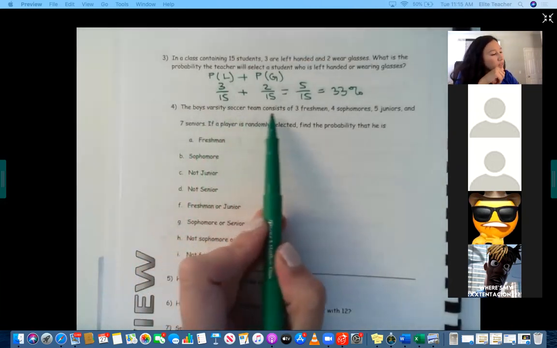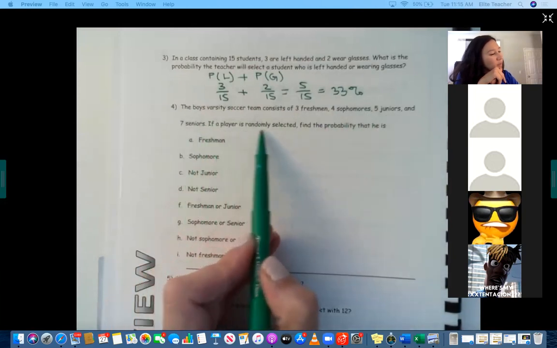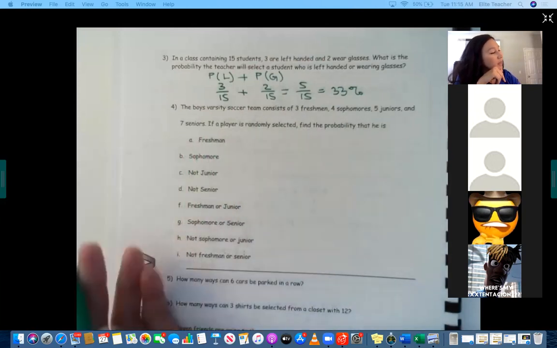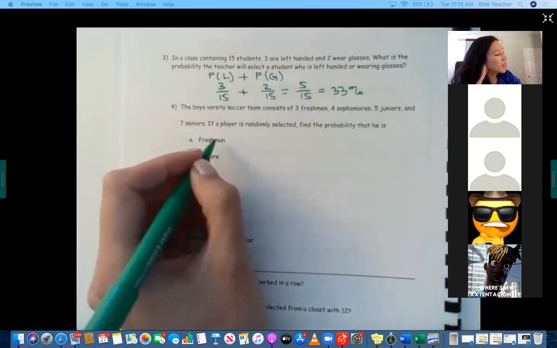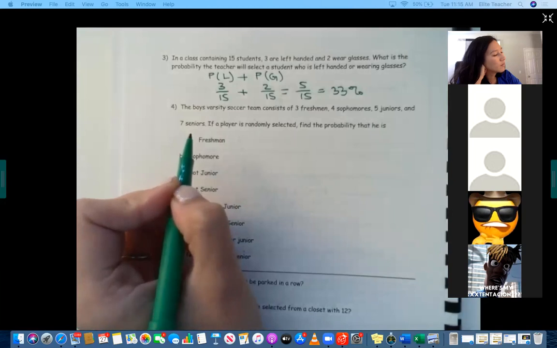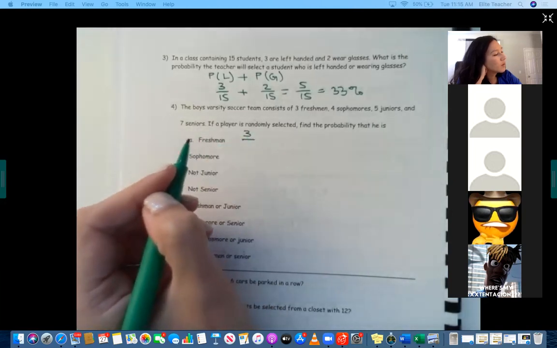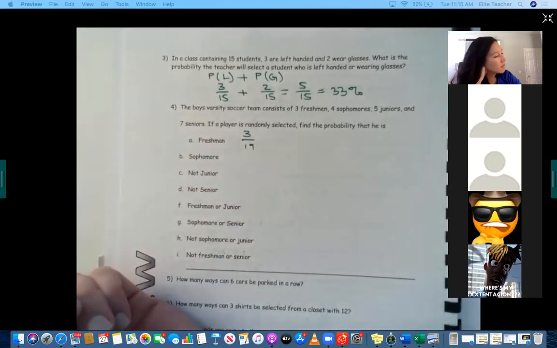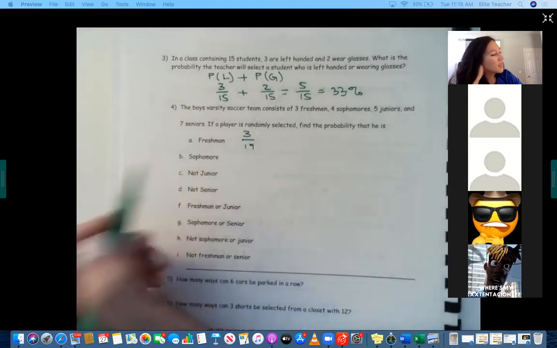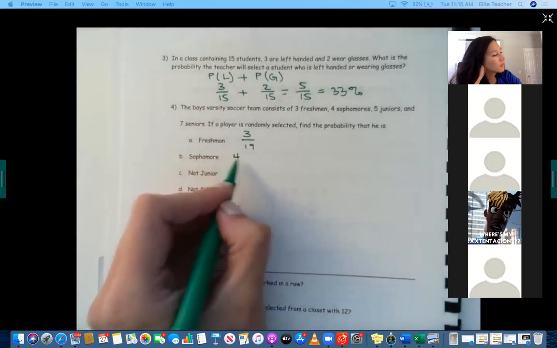The boys' varsity soccer team consists of 3 freshmen, 4 sophomores, 5 juniors, and 7 seniors. If a player is randomly selected, find the probability that he is a freshman. So what's the probability that he's a freshman? 3 out of 19. And there are 19. Good. What about that he's a sophomore? 4 out of 19. Very good.